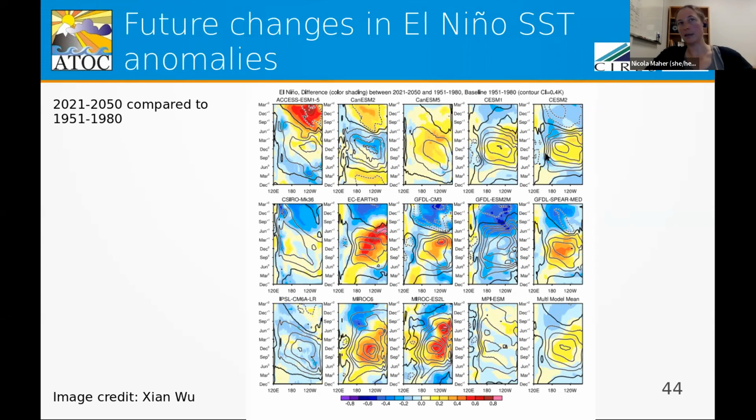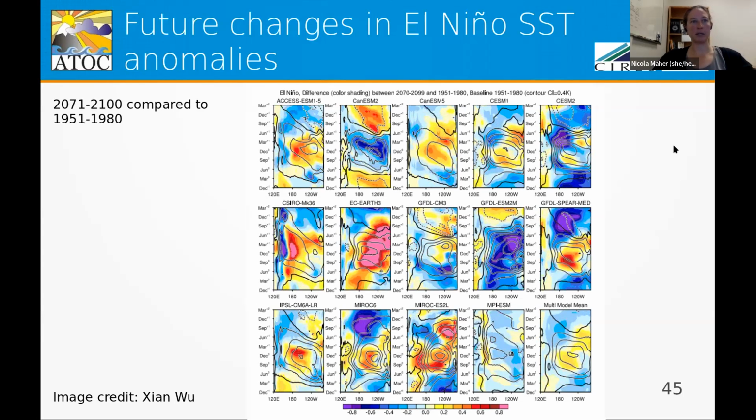You can see that basically what we're seeing is an increase in ENSO. And if we move to the later period, you can see that that looks a little bit different. But in general, in the later period, we're seeing larger differences. In some models, they're largely the same, and in others, like CSM2 on the top right, it looks somewhat different.